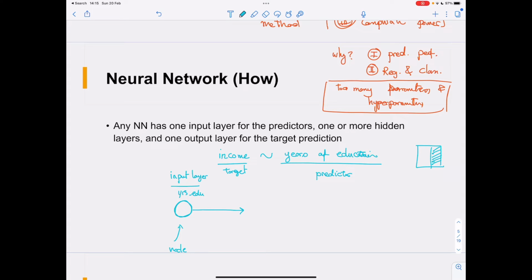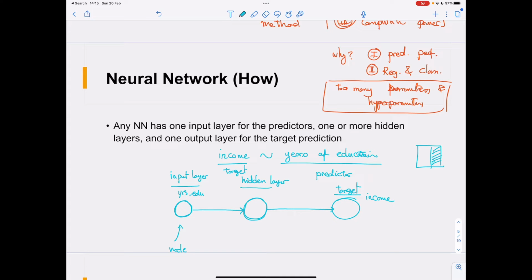And then this will be fed to another node. This is called the hidden layer. And again, this is a node, but for the sake of simplicity, let's say we have only one single node in our hidden layer. We can have more. And then the output would be the target, which is here income.